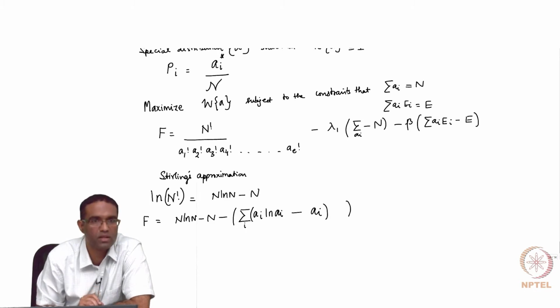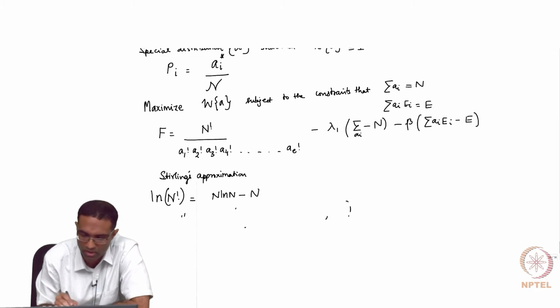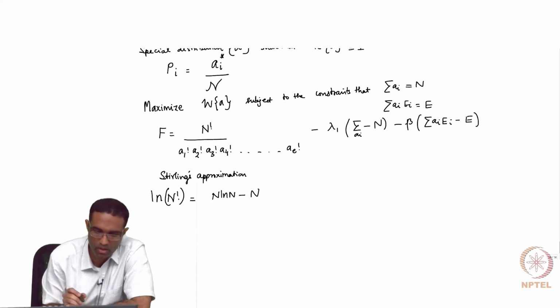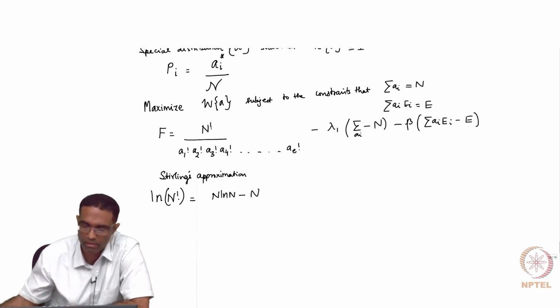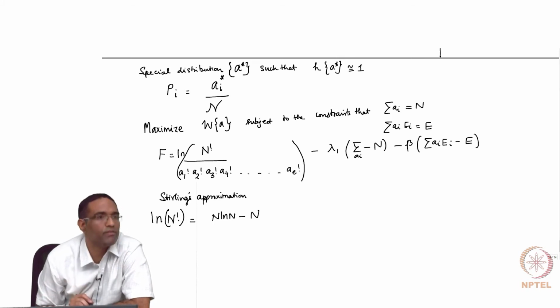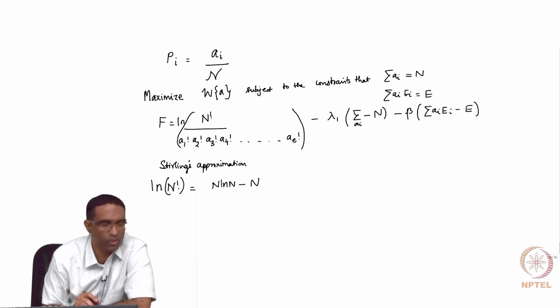I think this is Stirling's approximation. Okay, so this is not Stirling's approximation. Stirling's approximation is ln of n factorial is n ln n minus n. Okay, so instead of extremizing, I made a small mistake here. Instead of extremizing this function, we need to extremize the ln of that function, right? Otherwise, it would be impossible for us to extremize it.